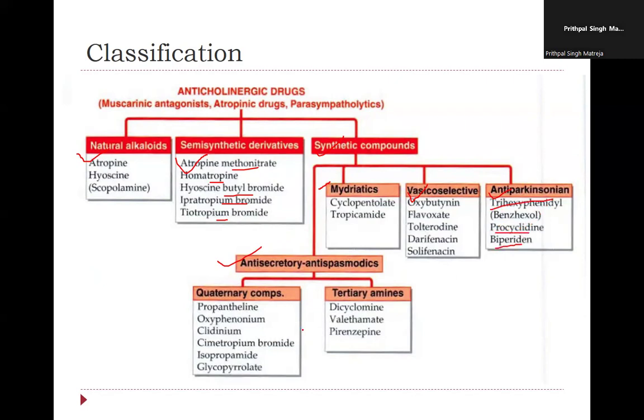And when we come to the anti-secretory antispasmodics, they are further subdivided into quaternary compounds and tertiary amines. The quaternary compounds have limited lipid solubility. Examples of this group are propantheline, oxyphenonium, clidinium, cimetropium bromide, isopropamide, and glycopyrrolate. Whereas when we talk about the tertiary amines, we have dicyclomine, valethamate, and pirenzepine, which are exclusively tertiary amines.